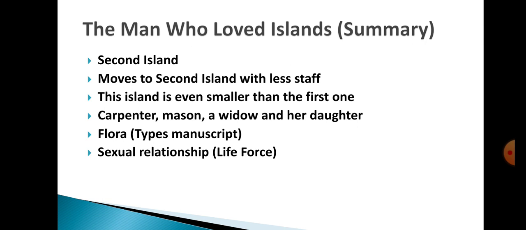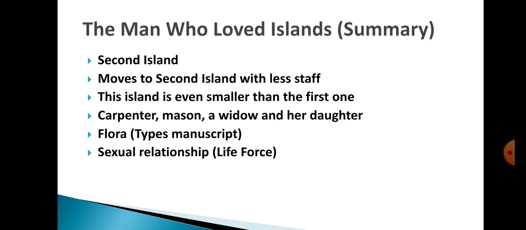Remember one thing, that I am just telling you the summary of this story. I am not having a critical overview, or a critical commentary on this short story. This I will have in my next lecture. This is just a summary. So this island is even smaller than the first one.